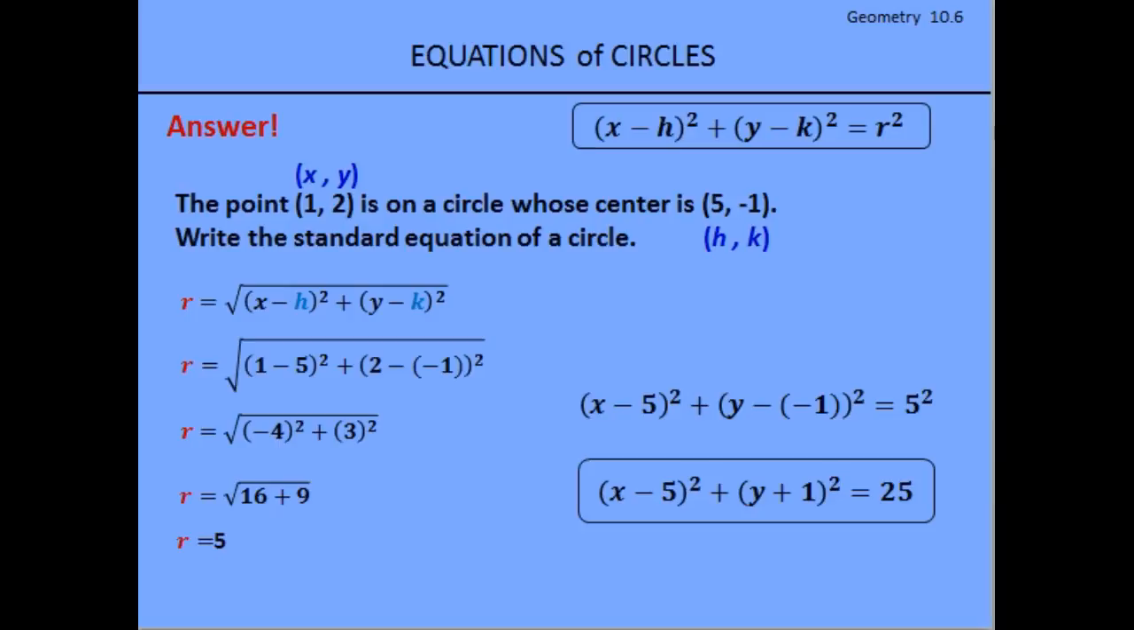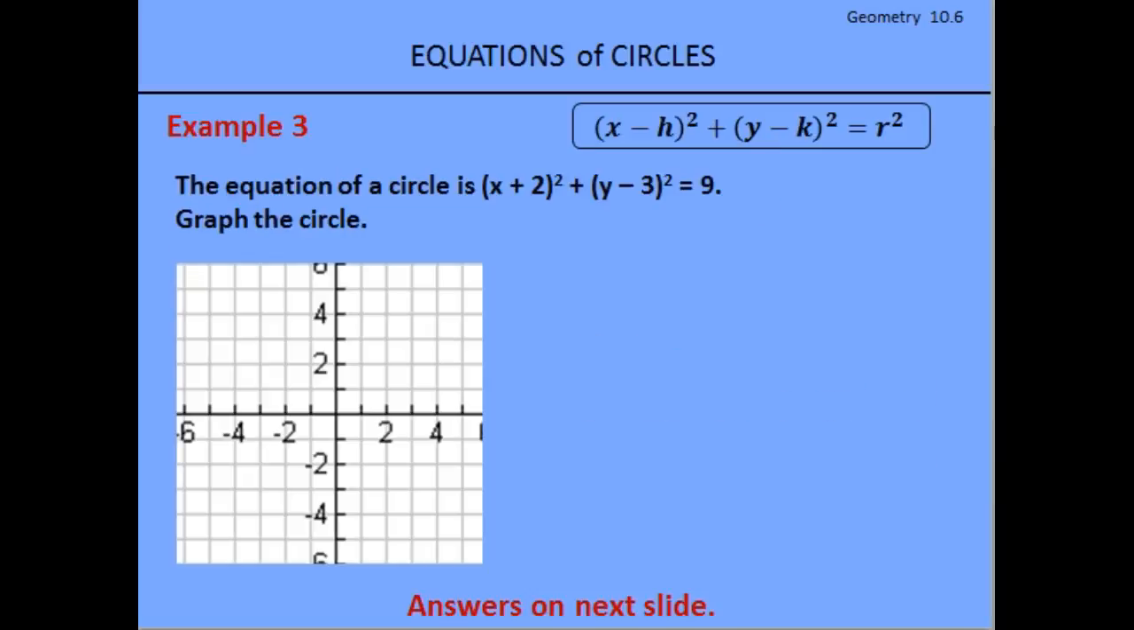Once you do a few of these, it gets ingrained and it becomes very easy. Now let's try something else. We're going to go in a different direction. The equation of a circle is x plus 2 squared plus y minus 3 squared equals 9. Graph the circle. This should be no problem. I want you to give it a try, and I'll give you the answer in a minute.